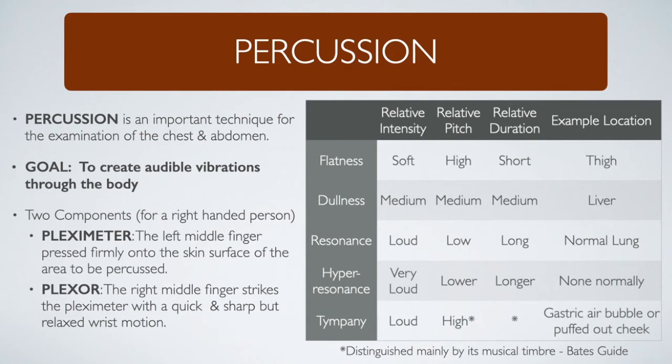There are two main components: the pleximeter, which is the finger applied directly onto the skin of the area to be assessed, and the plexor, the one striking the pleximeter. Now, what is a good analogy for this? It's the drum, in fact. The pleximeter creates the drum by stretching the skin. So the patient's skin becomes a drum with the pleximeter pressed on it, and your plexor becomes the drumstick that you strike the drum with.